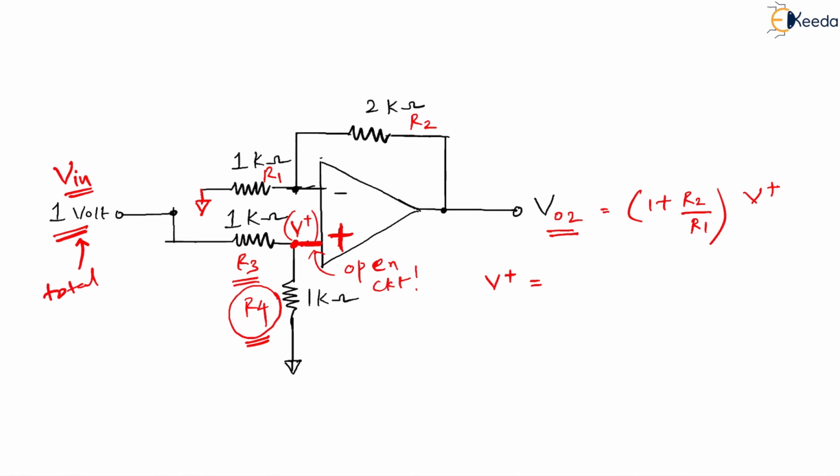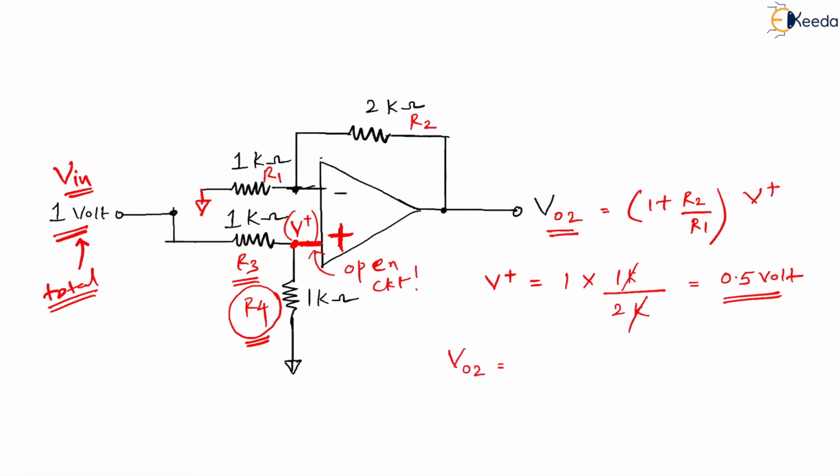So the total voltage is 1 volt, and it is getting divided into R3 and R4. I'm interested to calculate V plus. So it is simply total voltage multiplied by the value of R4, which is 1k, divided by R3 plus R4, which is 2k. Again, here k gets cancelled. What remains? V plus is 0.5 volt.